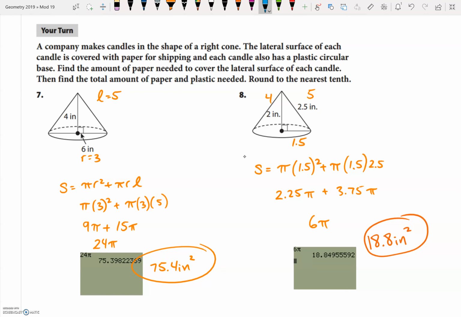Our next one here, we just needed to figure out what our base was. Once again, I did a 3, 4, 5 triangle, except I said 2.5 multiplied by 2 is 5, 2 multiplied by 2 is 4, so that means this is 3. Well, 3 cut in half is 1.5, so then our radius is going to be 1.5.